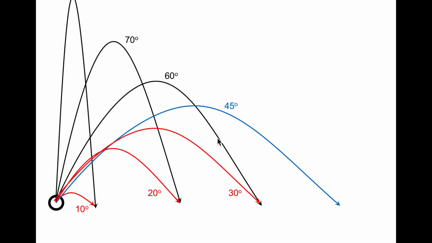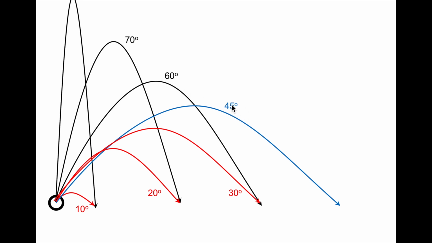But do you notice anything kind of unique about this? Anyone? I see a hand up back there? Yeah, that's right. In other words, to hit this target, 10 or 80 degrees. Hit this target, 20 and 70. Hit this target, 30 and 60. They always add up to be 90 degrees.